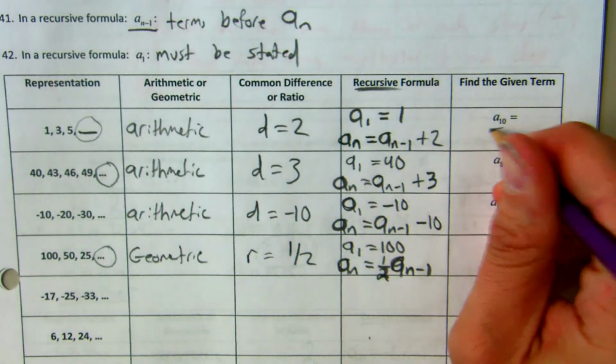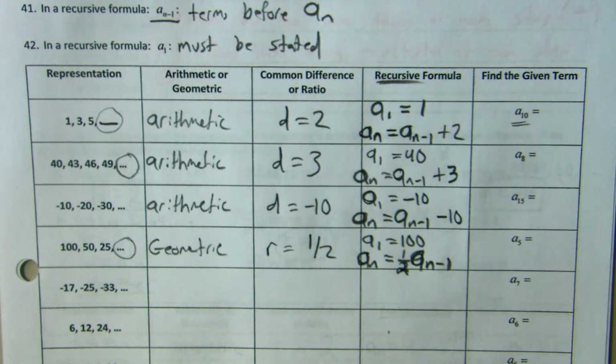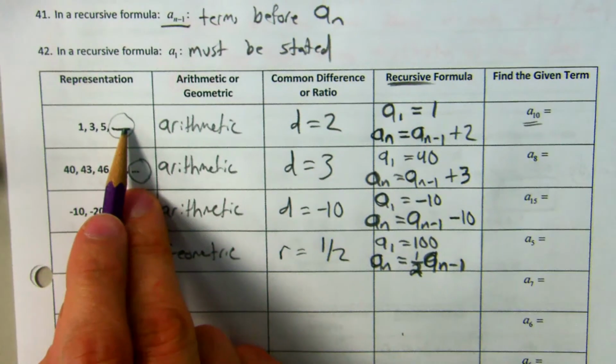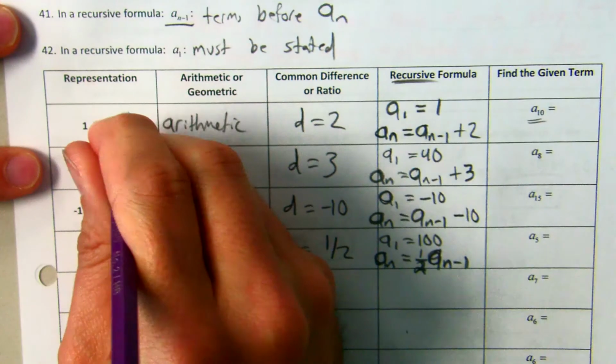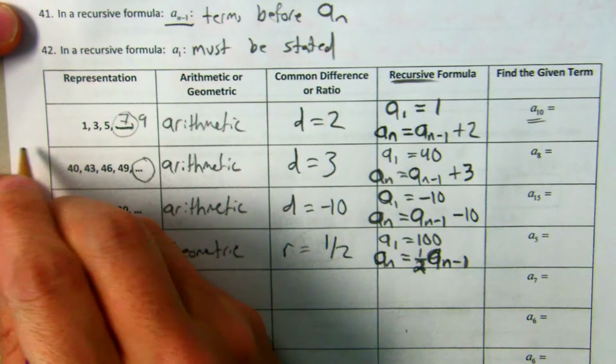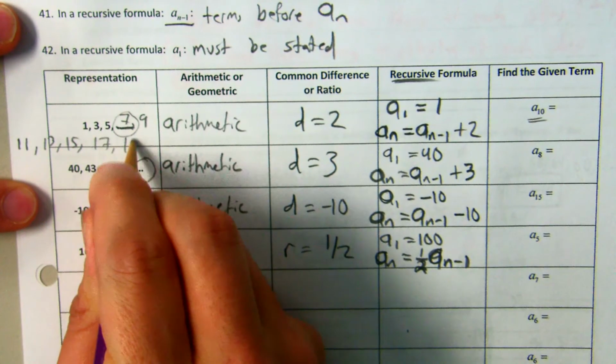And so finding the 10th term, unfortunately, there's not just an easy way to plug it in like there is with explicit. You basically have to do it manually. You have to say here's the first, second, third, fourth, fifth, sixth, seventh, eighth, ninth, 10th term.